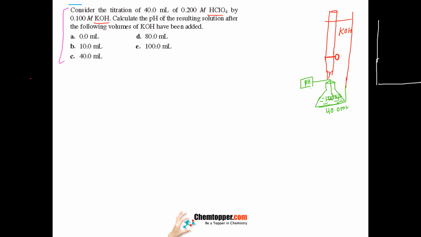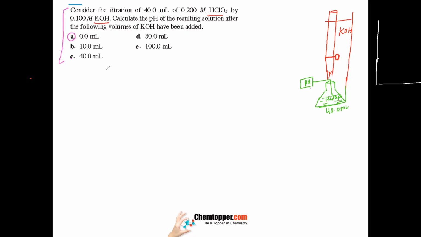pH meter is in the conical flask. Where is the indicator? Where should I place the indicator? In the conical flask. Yes, because the reaction is carried out. Where is the reaction taking place? In the conical flask. So changes are happening in the conical flask, not in the burette. Okay, so you place your indicator in the conical flask. You place your pH meter in the conical flask. And now let's start. Very first part, A. You have not started the titration.